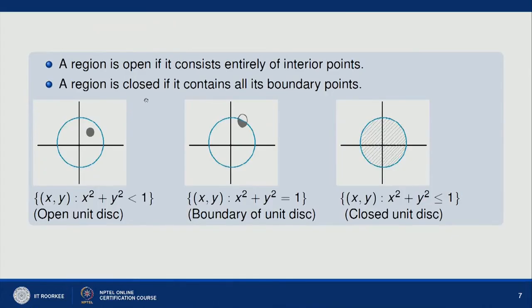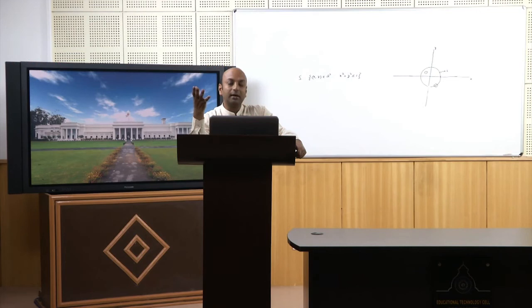Now, a region is closed if it contains all its boundary points. If you take the third example here, this contains boundary points as well as interior points. The boundary is included, and it contains all its boundary points. So, this region is closed. In this way we can say whether a region in the R2 plane, I mean the xy plane, is open or closed. If it consists entirely of its interior points, we say the region is open, and if it contains all its boundary points, we call it a closed region.